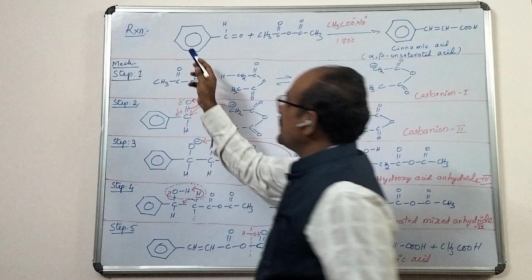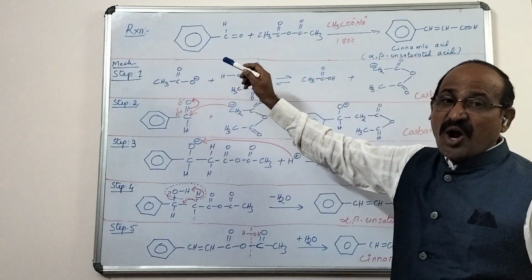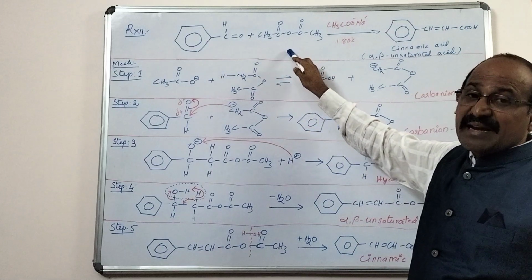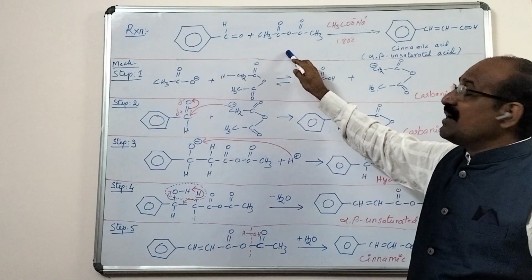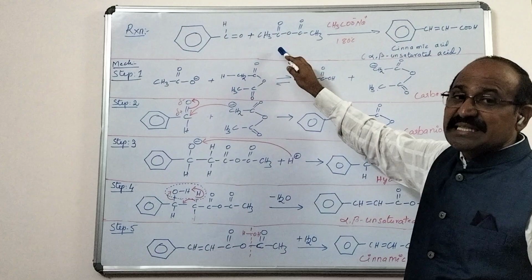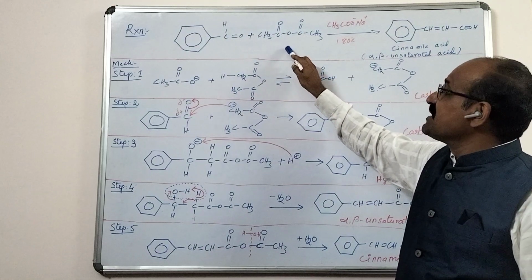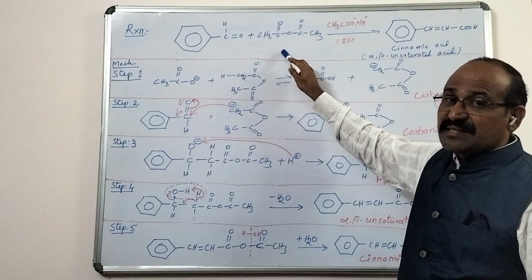Okay, so here the aromatic aldehyde we are taking is a benzaldehyde, which is treated with the aliphatic anhydride. So this is an anhydride of the acetic acid. So this is called as acetic anhydride. So it is a derivative of the acetic acid.